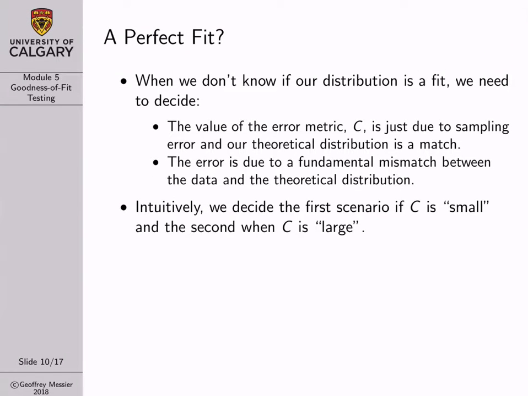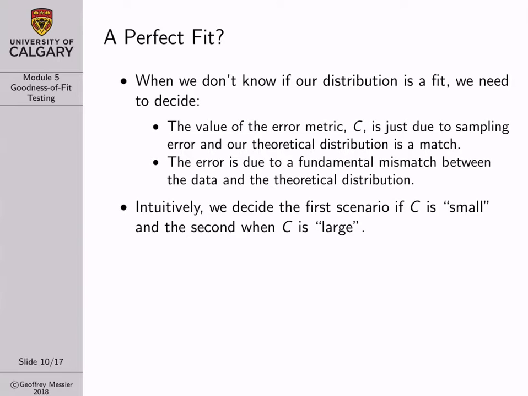And so in general, we don't know if our distribution is a perfect fit for our data or not. That's kind of the whole point of doing the test. And so when we don't know if our distribution is a fit, we basically need to decide between two scenarios. Scenario number one is when the value of our error metric C is just due to sampling error, and our theoretical distribution is in fact a match.